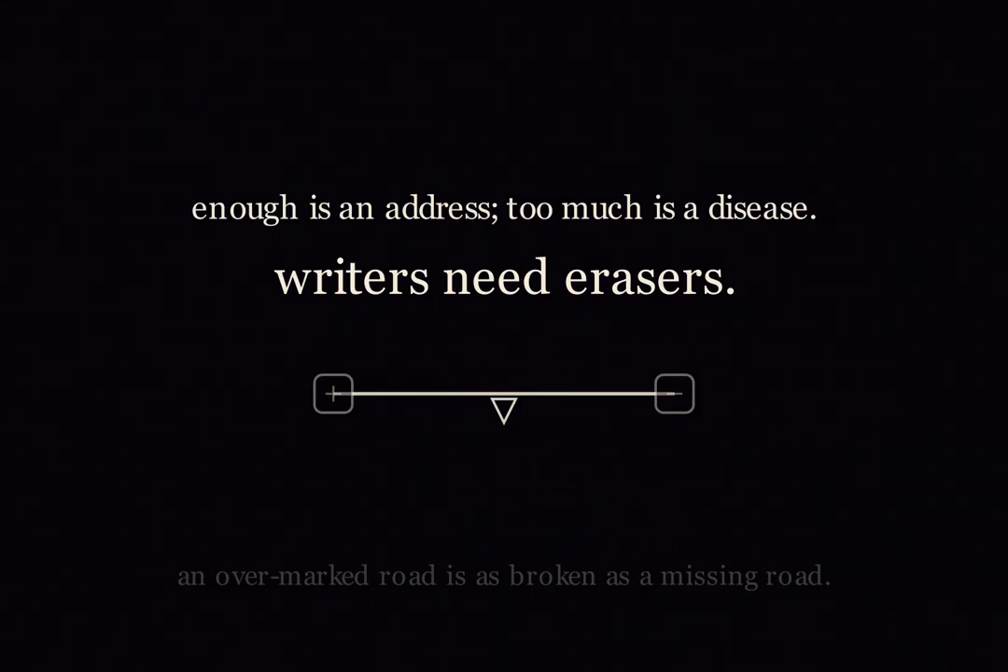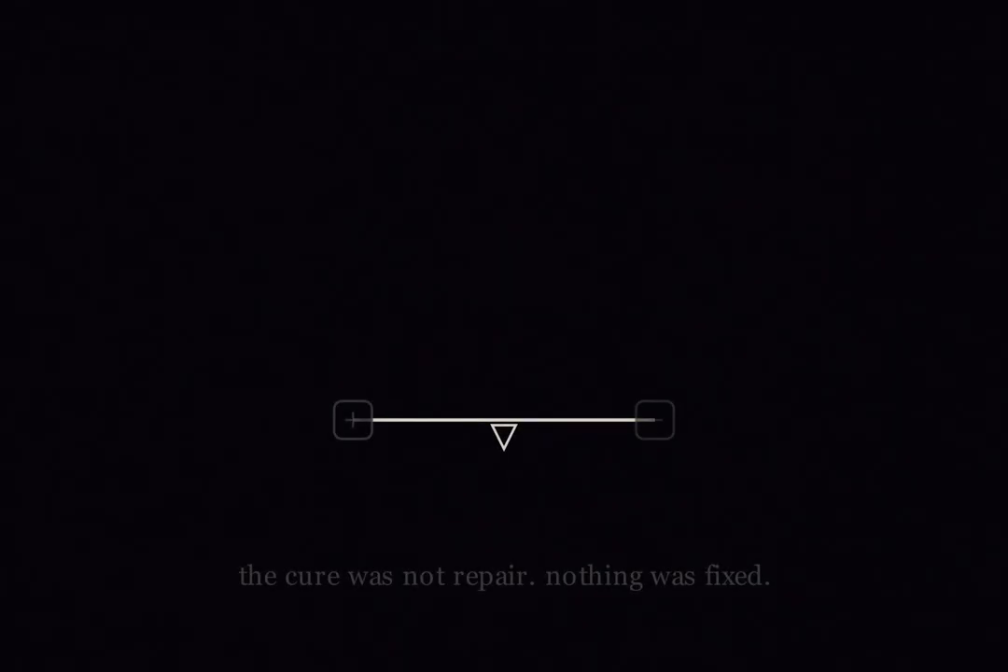The cell does not keep erasers for tidiness. It keeps them because an overmarked road is as broken as a missing road, and the price of a broken address system is paid, first, by the cells that depend on it most.